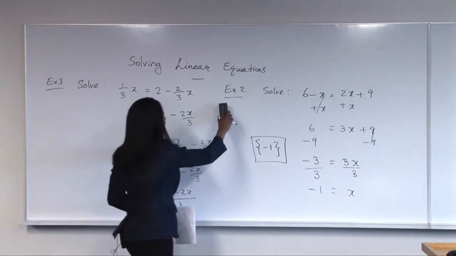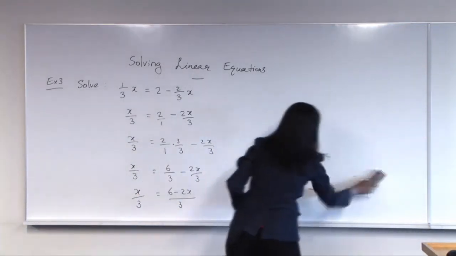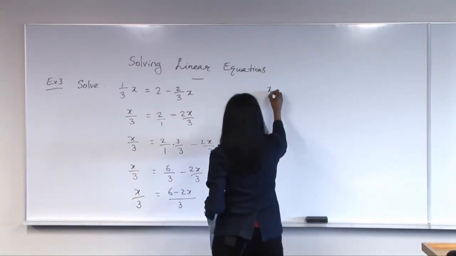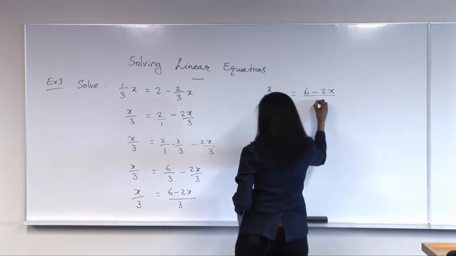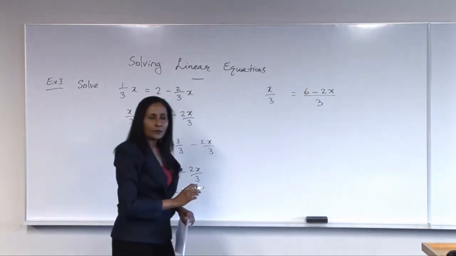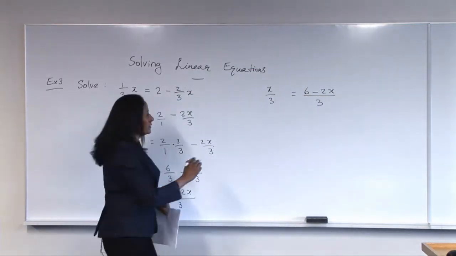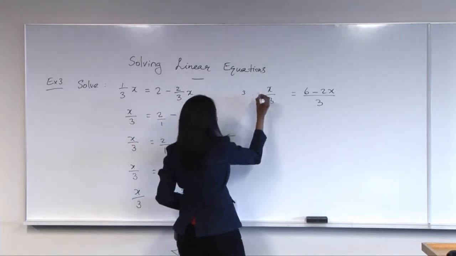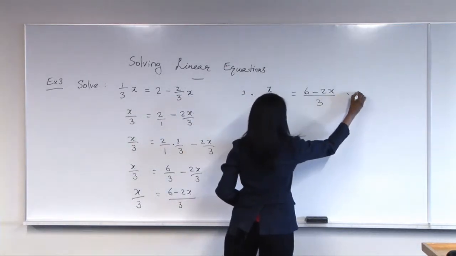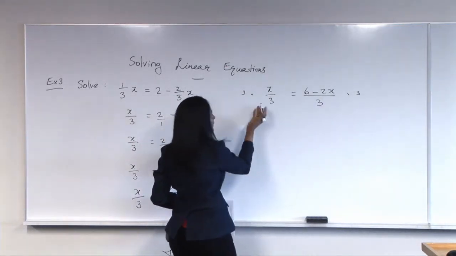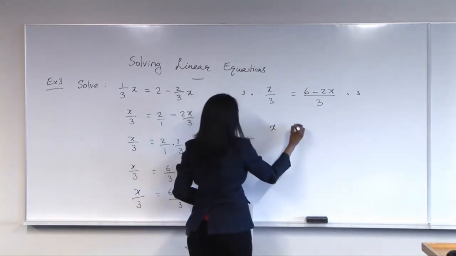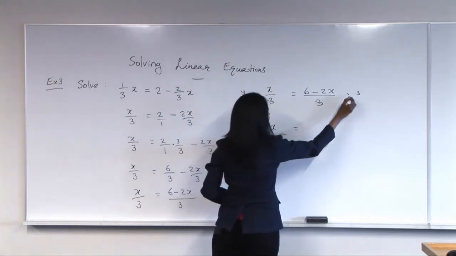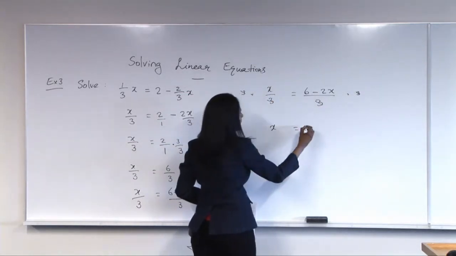So let me write it here. x over 3 is equal to 6 minus 2x over 3. Now multiply both sides by 3 to get rid of this 3. So I'm multiplying this side by 3, this side by 3. So 3 over 3 will become 1, 3 over 3 will become 1. So this side is x is equal to 6 minus 2x.